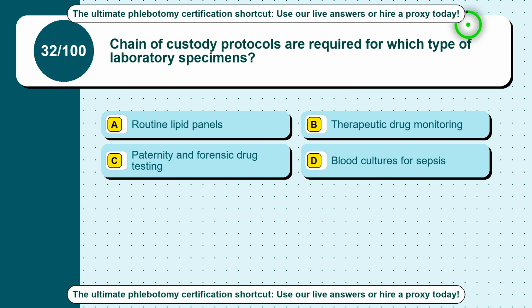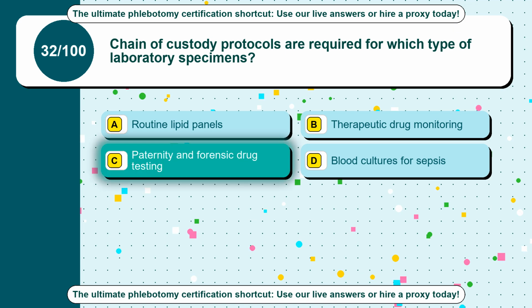Question 32. Chain of custody protocols are required for which type of laboratory specimens? Option A, routine lipid panels. Option B, therapeutic drug monitoring. Option C, paternity and forensic drug testing. Option D, blood cultures for sepsis. The correct answer is option C, paternity and forensic drug testing.